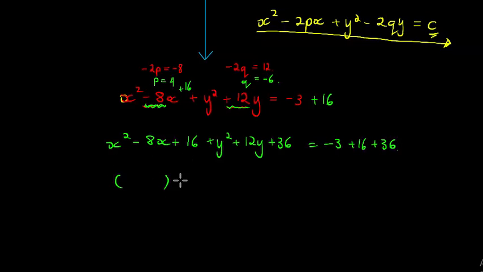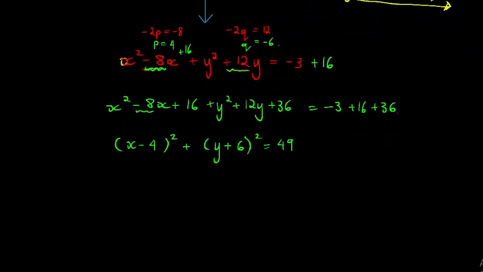Then you simply put this into brackets. These must be two equal brackets; that's the whole point, we're trying to complete the square. So I'm going to write one bracket squared. It will always be x minus half of this value, so (x minus 4) squared, but if you just do normal factorization you will get the right bracket. And that one will be (y plus 6) squared. On the right-hand side, 16 and 36 is 52, minus 3 is 49.